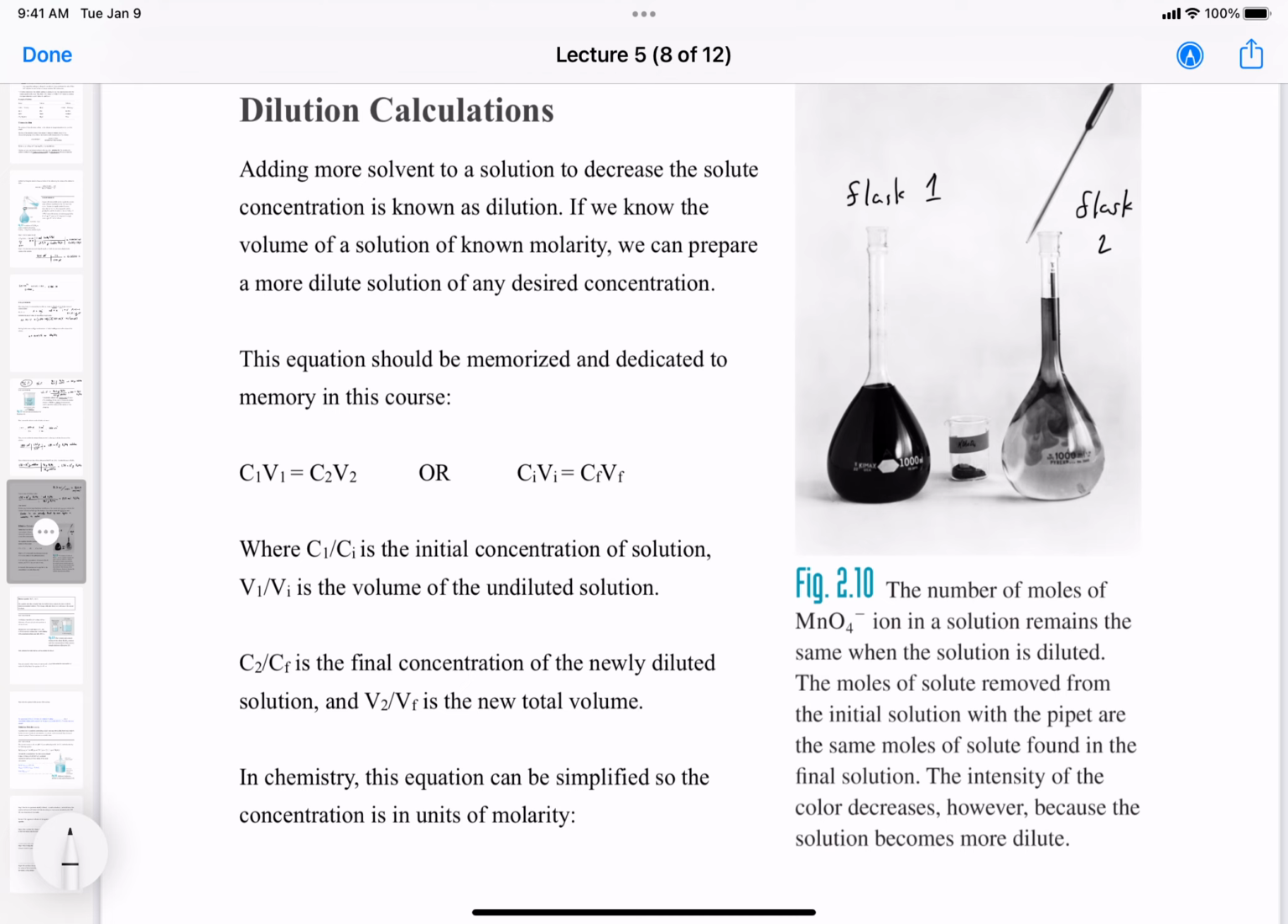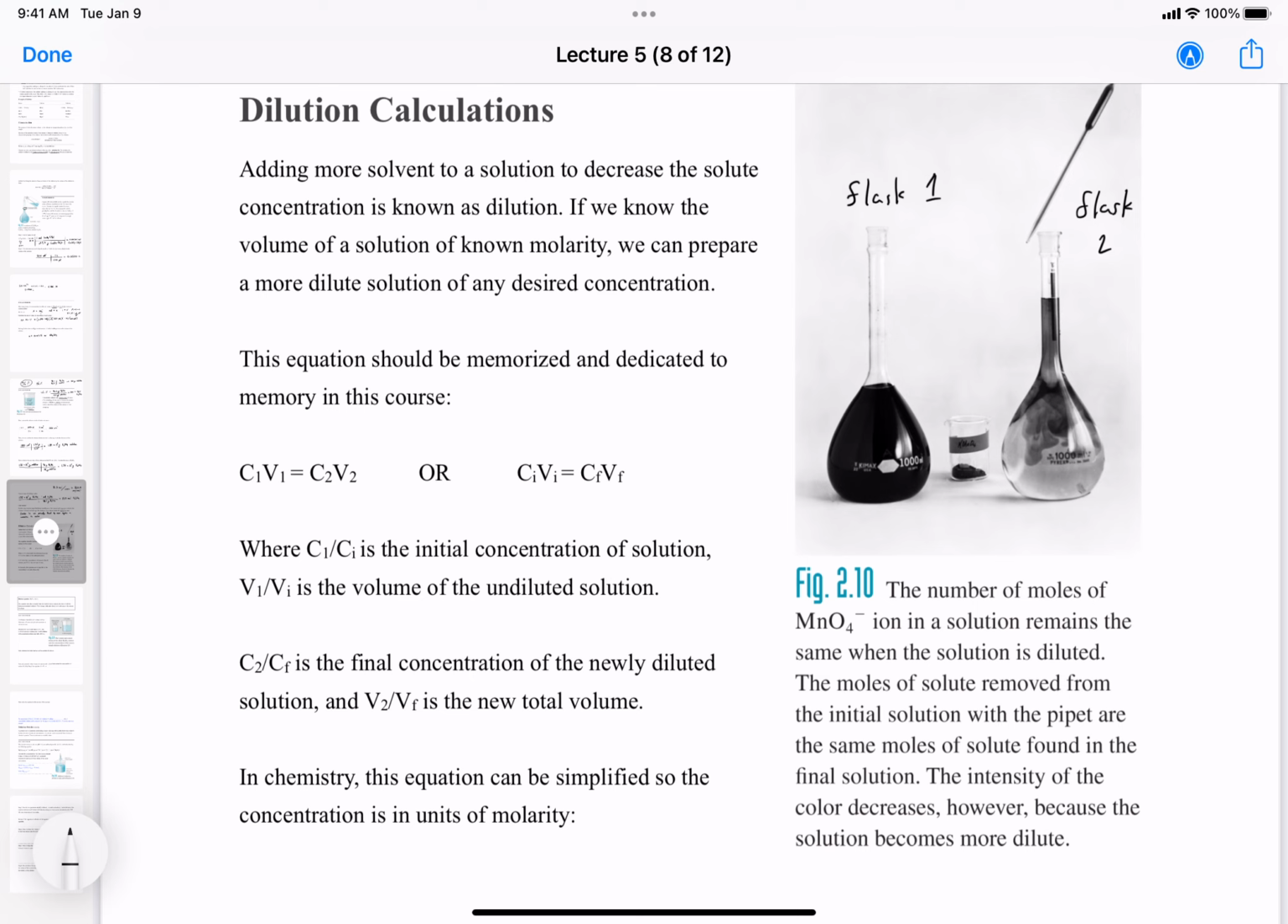But we can't control concentrating solutions or removing solvent. If you remove part of the solution, the concentration doesn't change because the solution is uniform. When you take out a known volume of solution, you're also taking out the solute. So we can't just remove solution to concentrate things. We have to make a new one using more of the original solute to increase the concentration. So we're only concerned with dilution here. Dilution calculations.